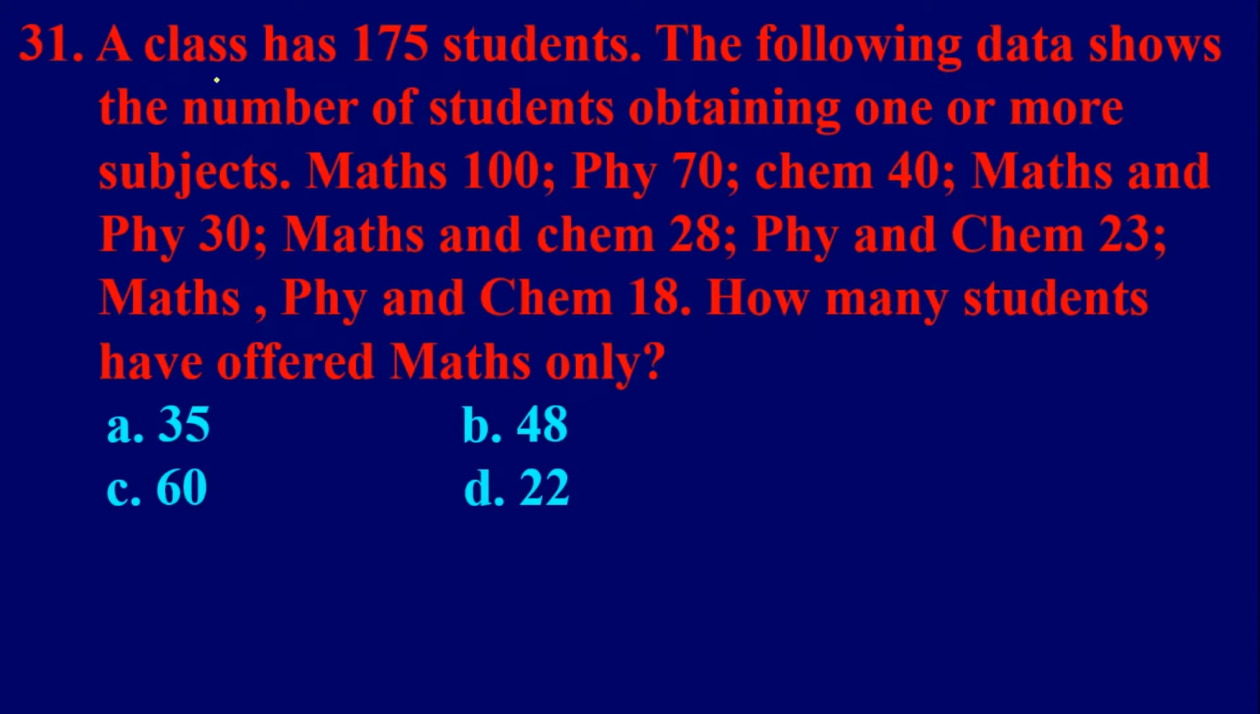So next question, question number 31. A class has 175 students. The following data shows the number of students obtaining one or more subjects. Here students can take one or more subject. It is given that Maths 100, Physics 70, Chemistry 40. So 100 students take Maths, 70 students take Physics and 40 students take Chemistry. Maths and Physics is 30, Maths and Chemistry is 28, Physics and Chemistry is 23. Maths, Physics and Chemistry, that is all three subjects, it is 18.